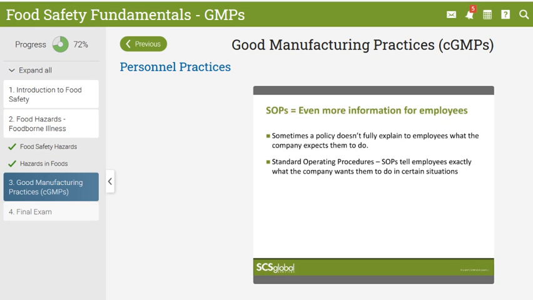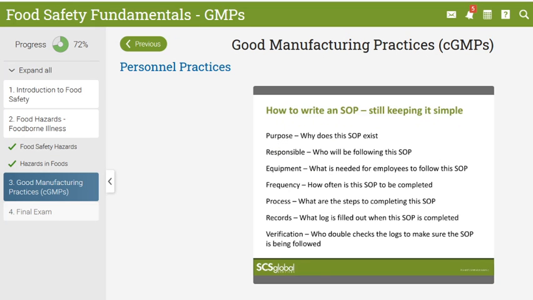An SOP, or a standard operating procedure, gives even more information to the employees. Sometimes a policy doesn't fully explain to the employees what the company expects them to do, and so a standard operating procedure takes them step by step through this process. So how do you write an SOP? We're still going to keep it simple.